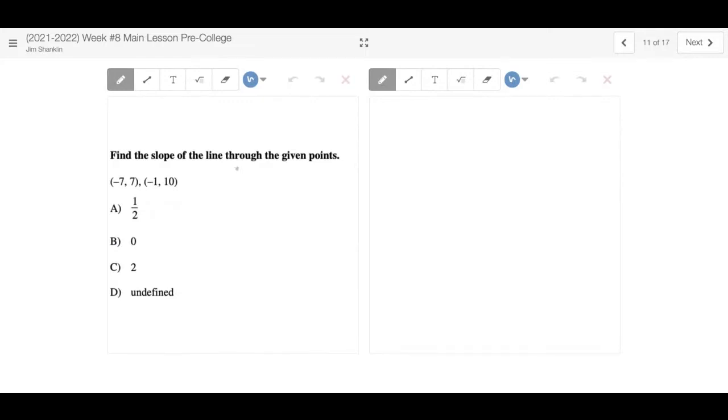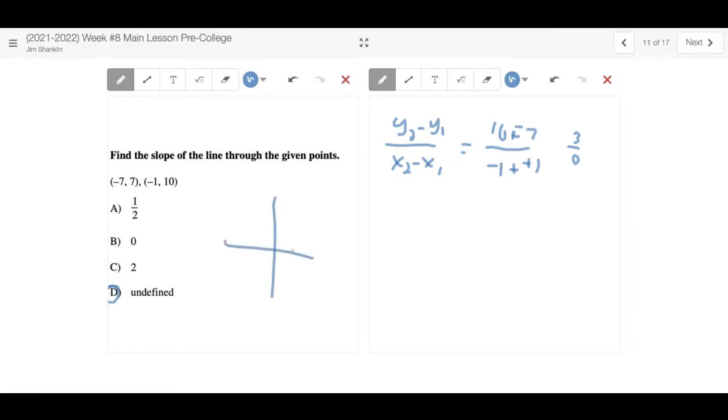Find the slope of the line through the given points. Okay, now I'm going to use the slope formula, y2 minus y1 over x2 minus x1. So this is going to be 10 minus 7 over negative 1 minus negative 7. So that's 3 on top and 0 on bottom. Oof, that's undefined. There's no slope there. It's undefined. So that means if I graph these 2 points out, negative 7, 7, about here.